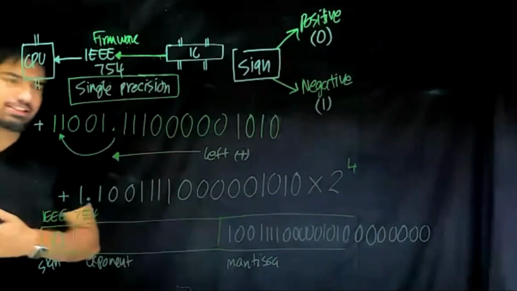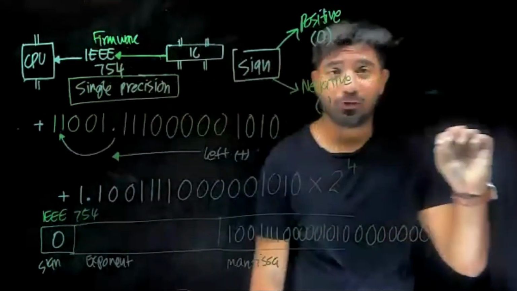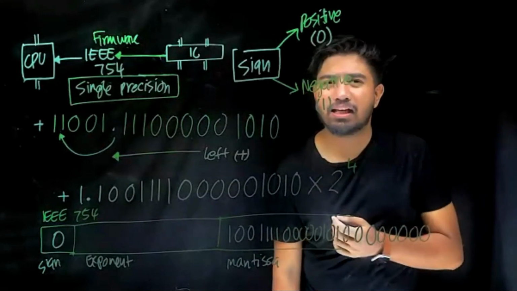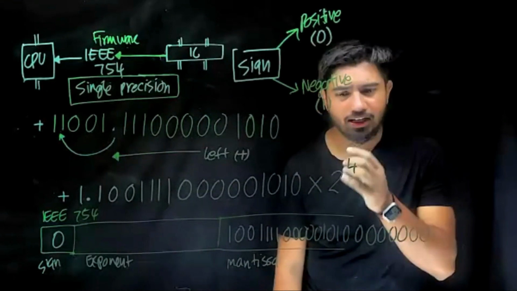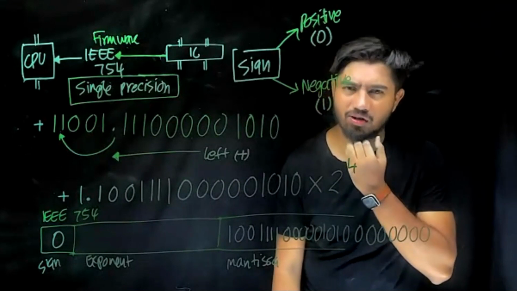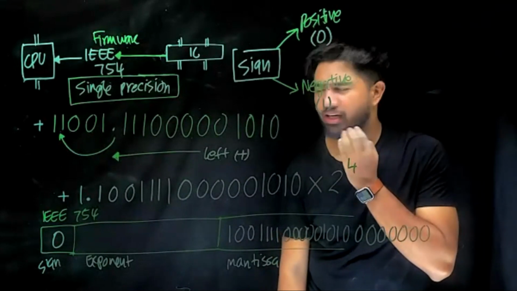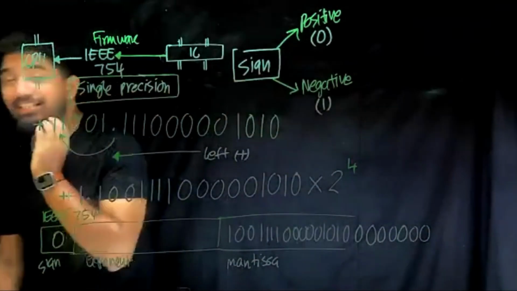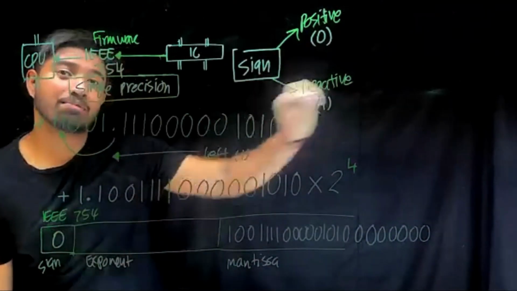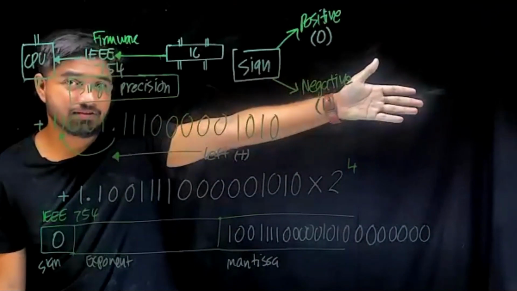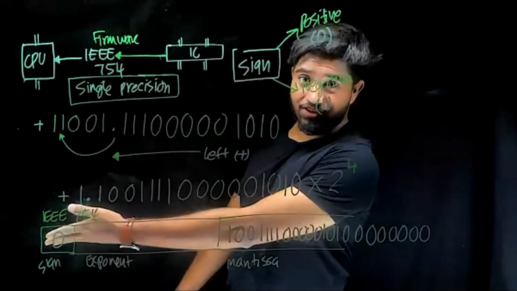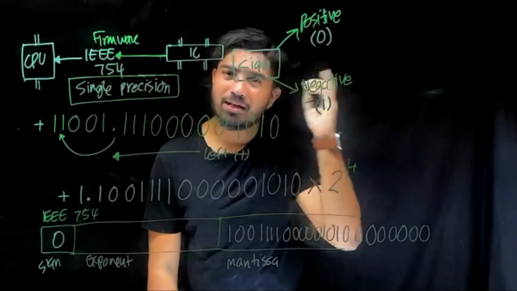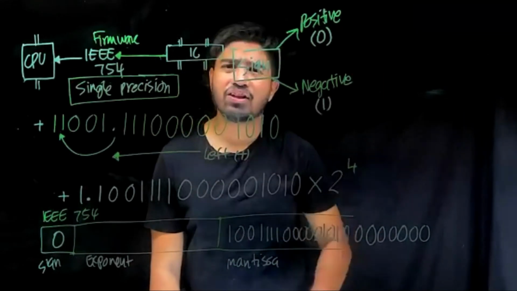Okay, what about the exponent? The exponent is 4. Now my question is, can this exponent be a negative number, or is it always positive? Yes, it can be. If you move the decimal place toward the right side, it is negative. If you move the decimal place toward the left side, it is positive. So this exponent can be negative or positive. What if it's a negative number?